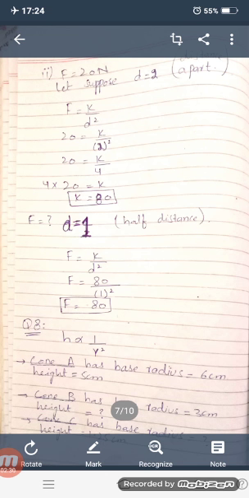So put in this equation F is equal to K over D square, force is 20 and distance is 2. After taking the square of 2, we are left with 4. 20 is equal to K divided by 4. 4 into 20 is equal to K, so K is equal to 80. The value of K is equal to 80.